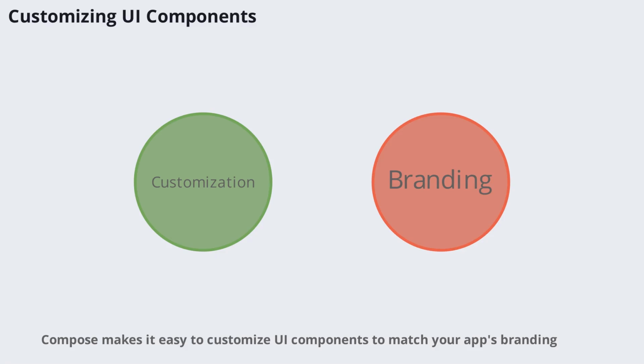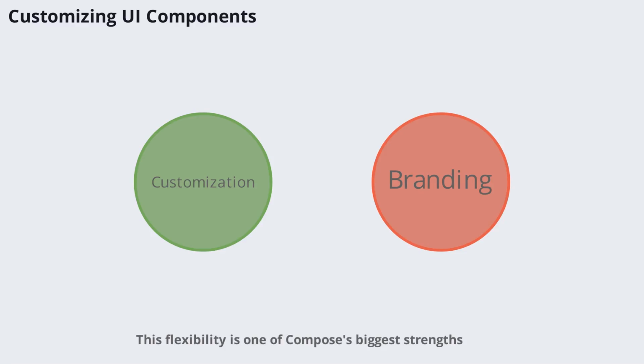Compose makes it easy to customize UI components to match your app's branding. You can adjust colors, shapes, and behaviors to create a unique look and feel. This flexibility is one of Compose's biggest strengths, allowing you to deliver a tailored user experience.